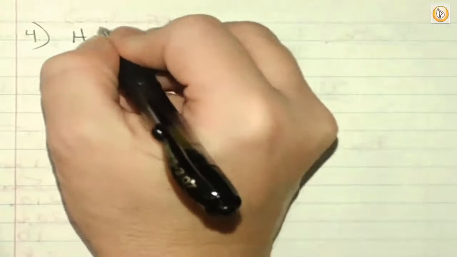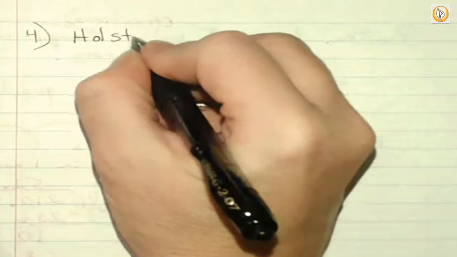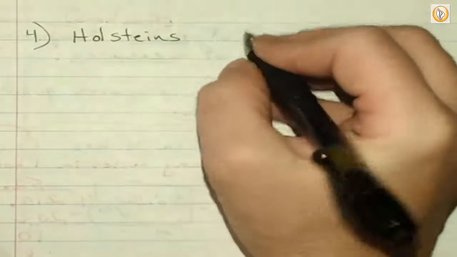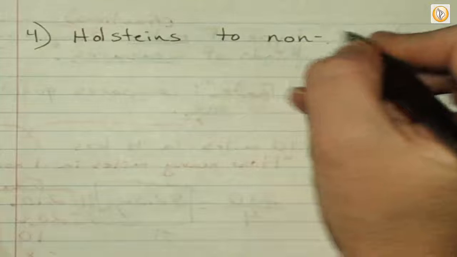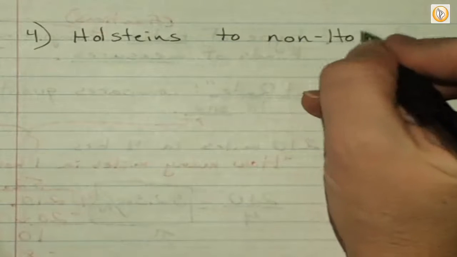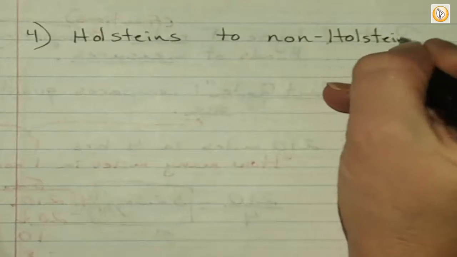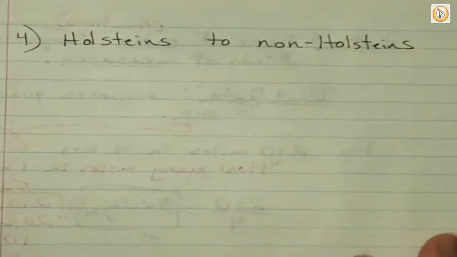All right. Number 4, Kelly. Holsteins to non-Holsteins. So what type of cow is it then? Okay, think about it. And Kelly, this is yours. I know what they mean by that.